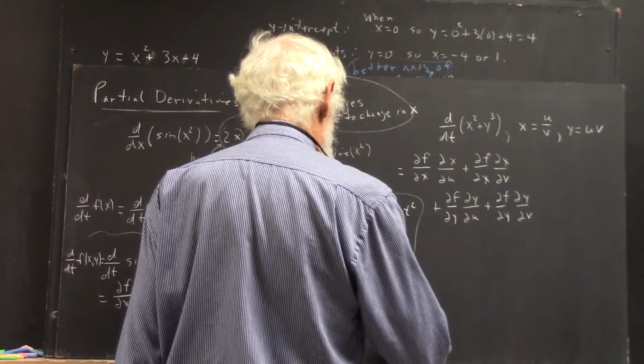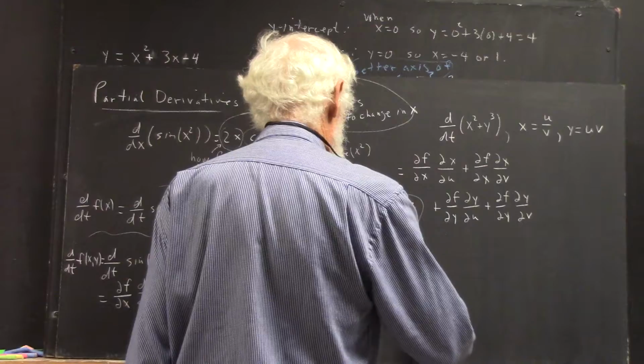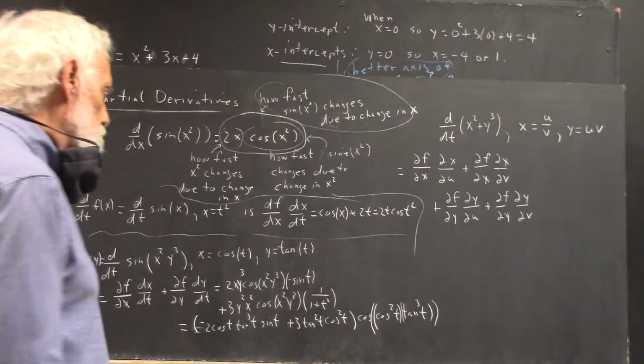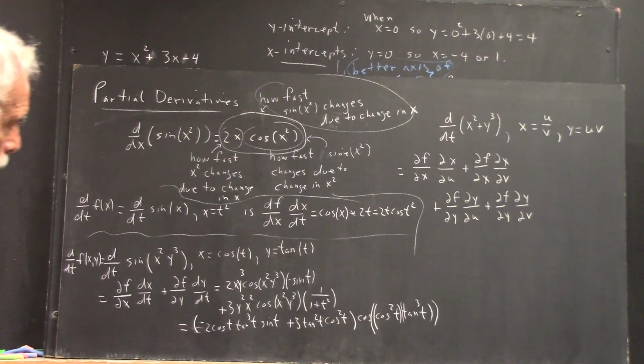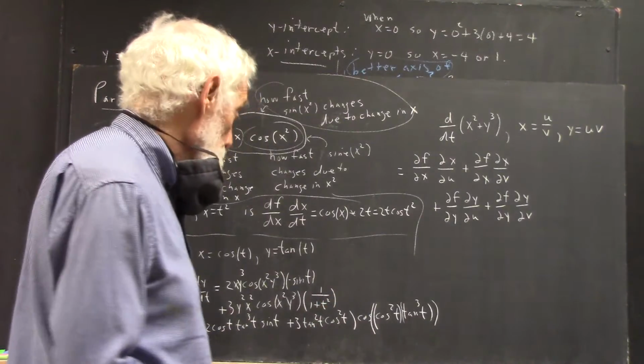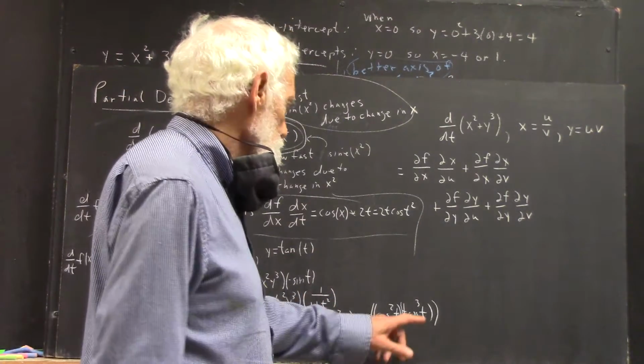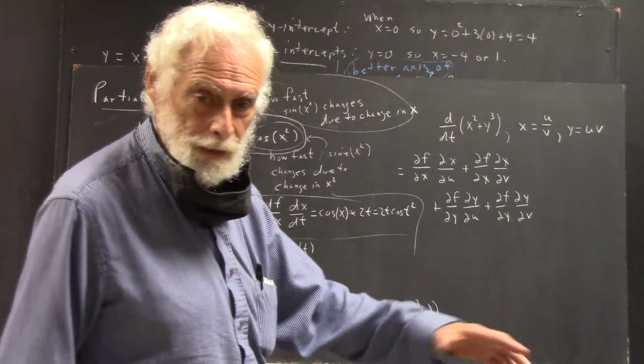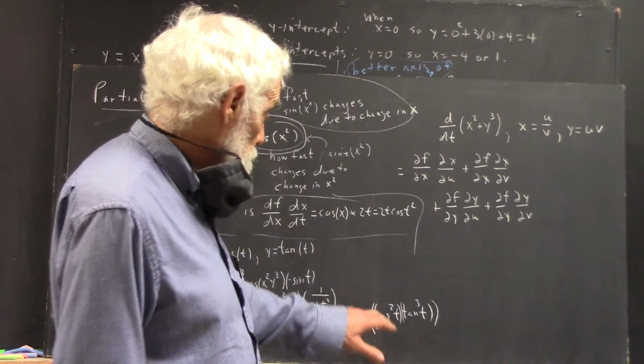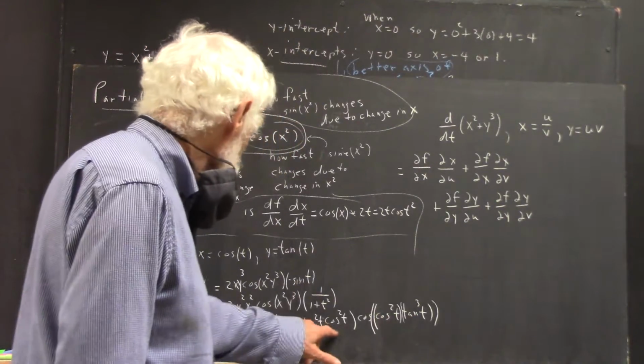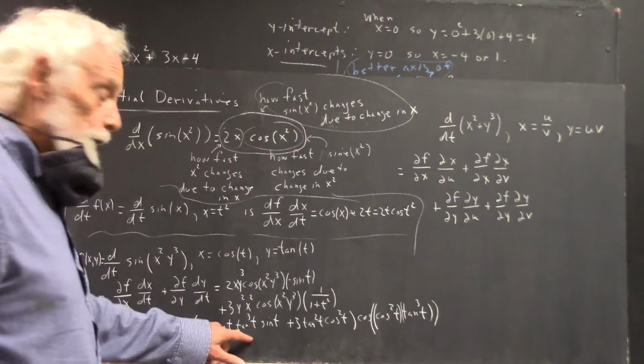Probably want to do a little more grouping in there to make sure it's clear. Now, it's about as clear as mud, probably, but we notice, of course, that the tangent of t has a cosine in the denominator, sine over cosine, so it's going to simplify. This is going to simplify, and this is going to simplify a bit.